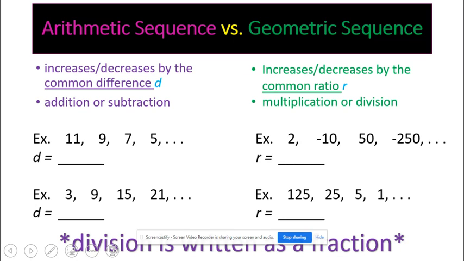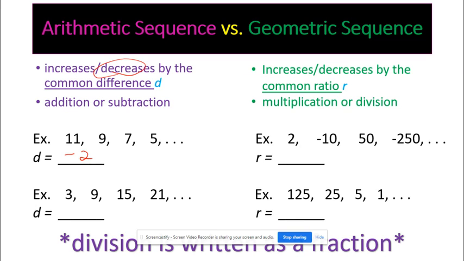First, let's talk about arithmetic versus geometric. An arithmetic sequence increases by adding or decreases by subtracting the common difference, which we refer to as D. So in our first example, our sequence is 11, 9, 7, 5. We can see that this is decreasing by an amount of -2, or subtracting by -2. Therefore, our common difference is -2.